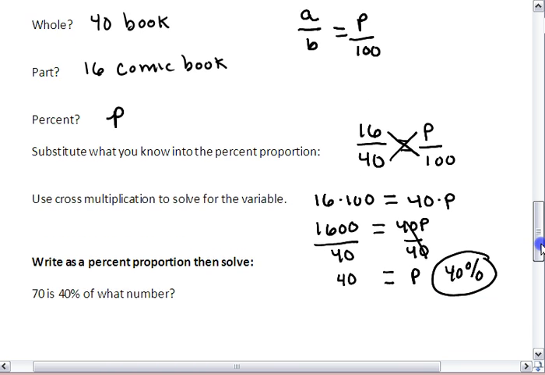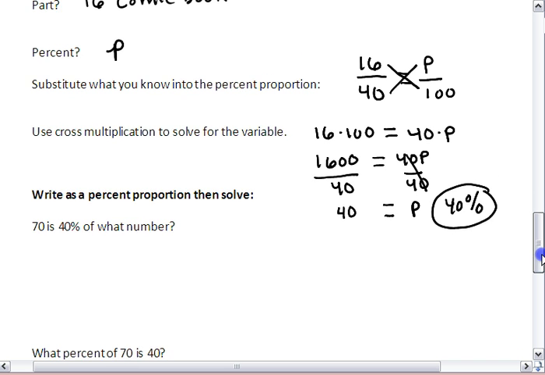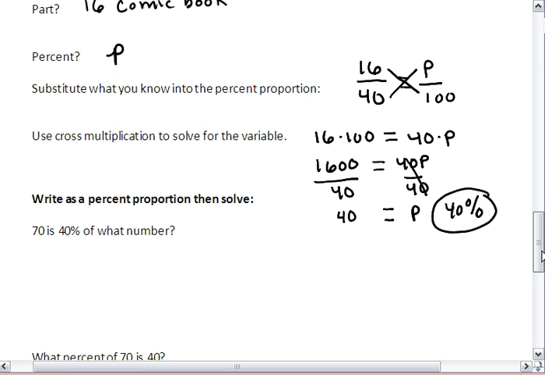Okay, let's look at another one. 70 is 40% of what number? Well, 70, or A, is 40% of B. So now I need to find out what B is. So I'm going to use 70 for A. I don't know what B is. And that's going to equal 40 over 100.